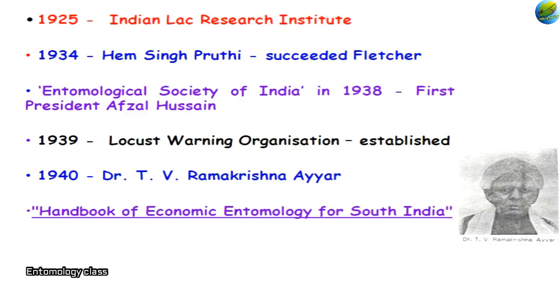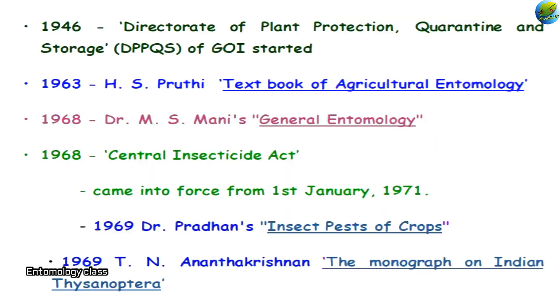One of the well-known Indian entomologists is Dr. Ramakrishna Iyer. He wrote his famous book, Handbook of Economic Entomology for South India, in 1940. Our Indian entomologists documented their work in different books to serve the development of Indian entomology. By 1963, H.S. Pruthi came up with the Textbook of Agricultural Entomology. By 1968, Dr. M.S. Mani came up with a general entomology book. Then by 1969, Dr. Pradhan came up with the book Insect Pests of Crops. Anandakrishnan wrote a monograph on Thysanoptera.